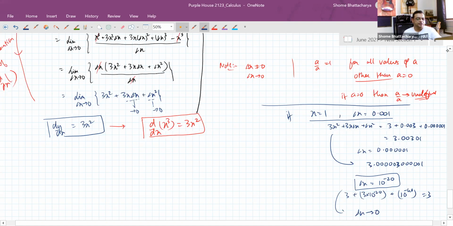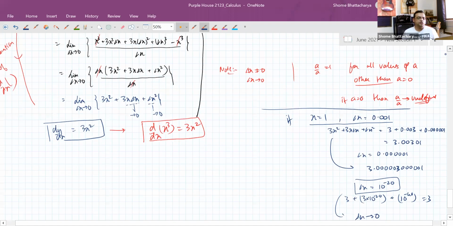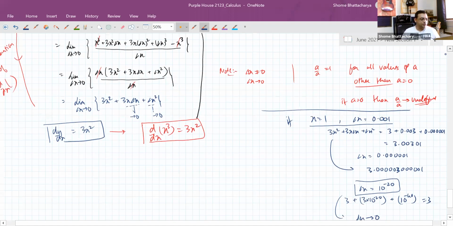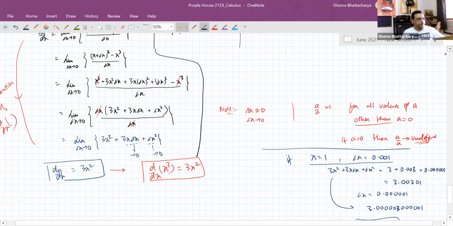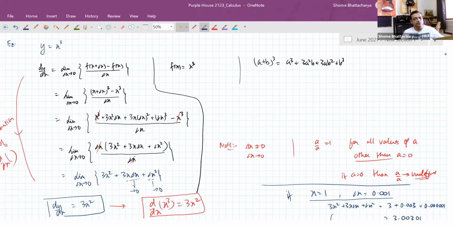So that is the difference between saying merely that delta x is very small versus saying that delta x tends to 0. Delta x tending to 0 is a much more critical kind of condition compared to just saying that delta x is extremely small.